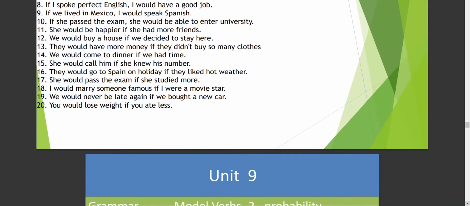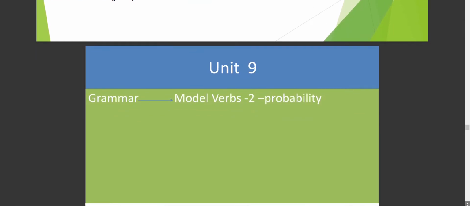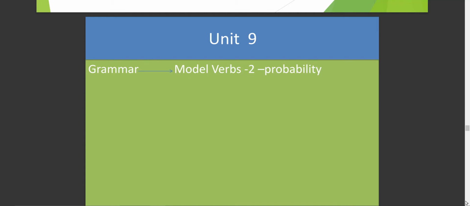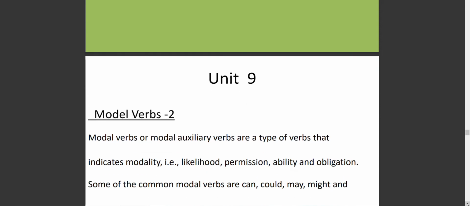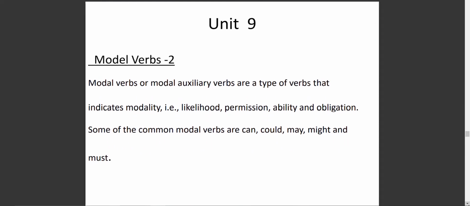Okay. Now let's come to the units. Now we have moved to unit 9, right? Unit 9 talks about grammar, modal verbs, and probability. Okay, modal verbs is very famous. Now we come to the definition of modal verbs. Okay, what are modal verbs? First we have to define what modal verbs are.